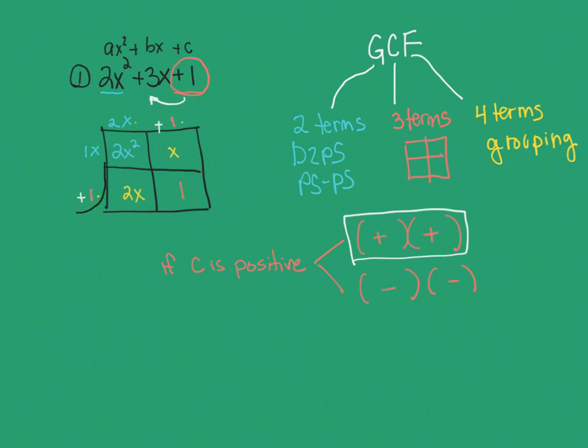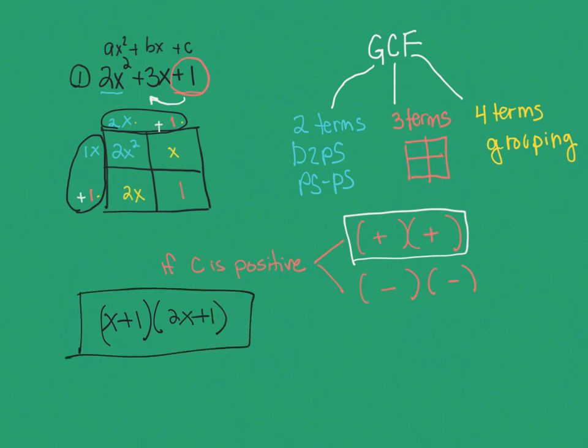One of them is right here, and I'm going to write that as x plus 1. And then one of them is here, and I'm going to write that as 2x plus 1. And keep in mind that we talked about how we could also have this written with the 2x plus 1 first, and then this x plus 1. These answers are the same. You don't need to write them out both ways.